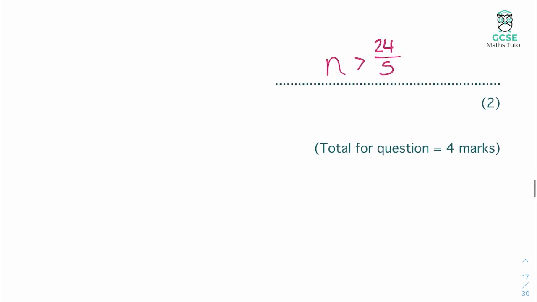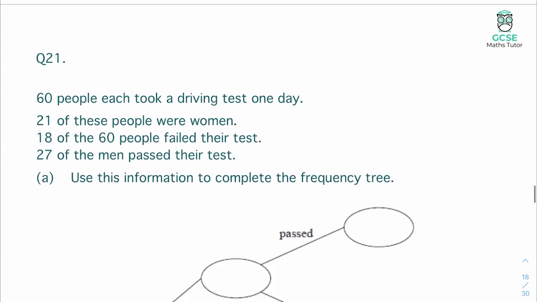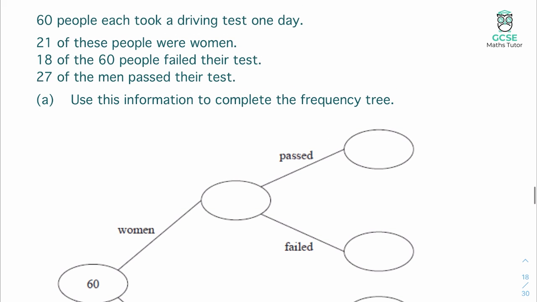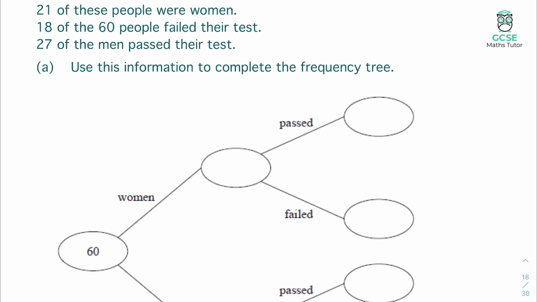Okay, so there's solving an inequality. So this next question, we have a frequency tree. So 60 people took a driving test. 21 of these people were women. 18 of the 60 people failed their test, 27 of the men passed. Use this information to complete the frequency tree.